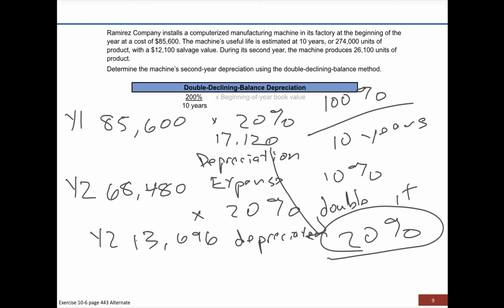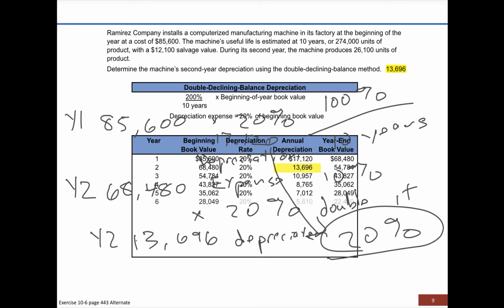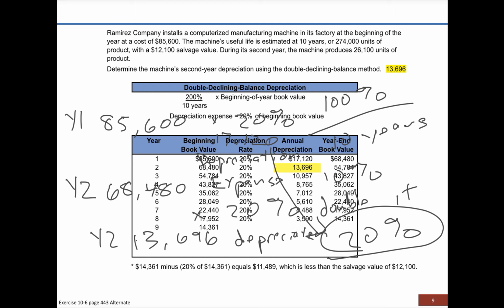Make sure that they're getting the same thing as me. We got 17,120, which was the same first year that we wrote. 13,696. Looks good to me. Okay. So, I'm sure it'll make me click through all 10 years here, or I guess less than 10 years. Okay, so make note of that.